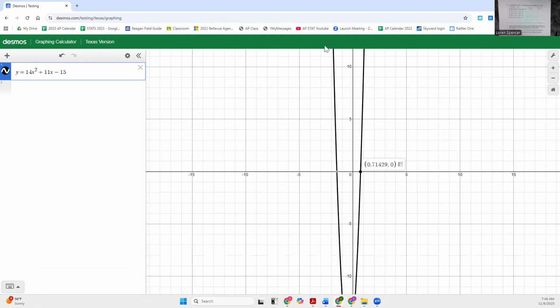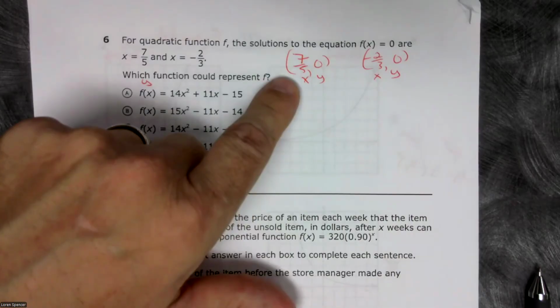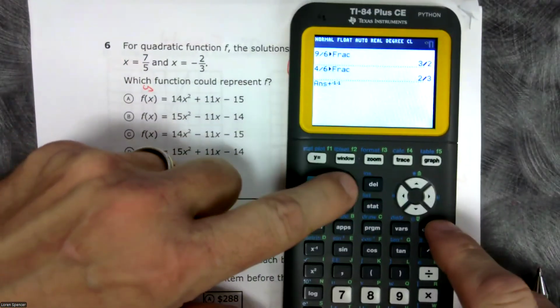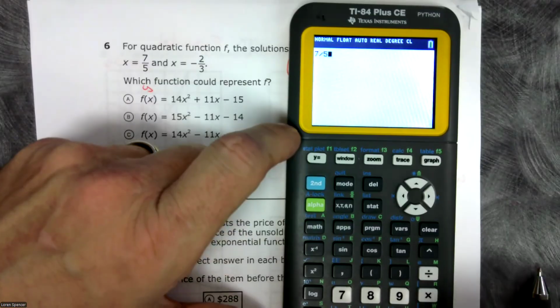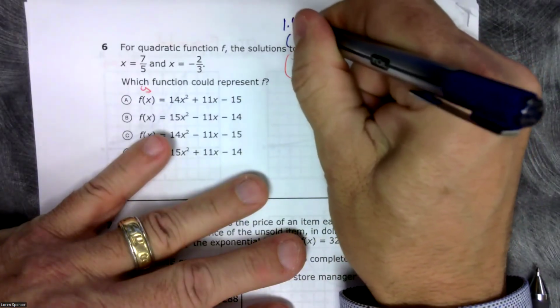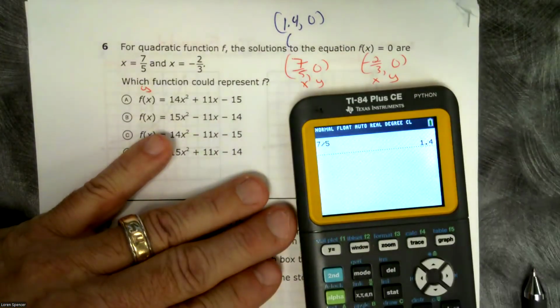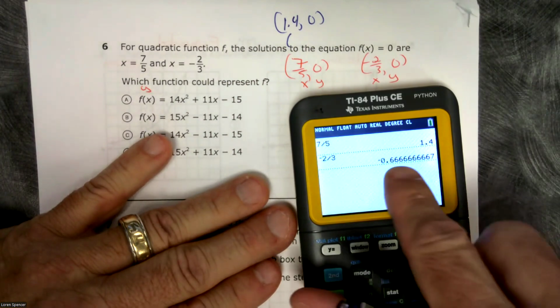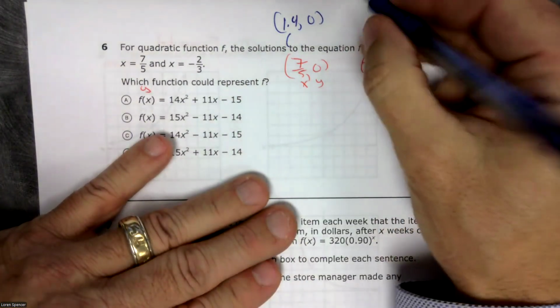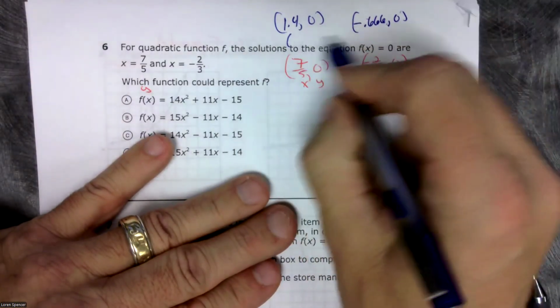So I'm going to stop my share and we're going to come back because there's one thing I need to do. I need to turn these into decimals because that's what Desmos is going to make this look like. So what's 7 divided by 5? Oh, that's 1.4. So I'm looking for 1.4, comma 0. And I'm looking for negative 2 divided by 3. And that's negative 0.666, comma 0.